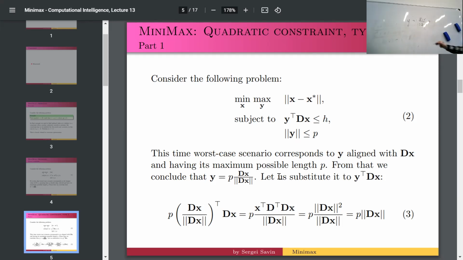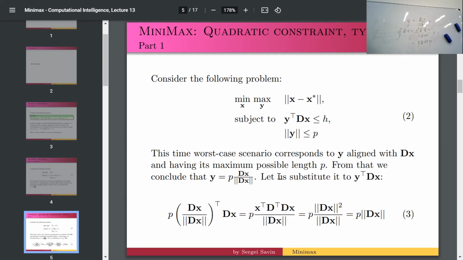Now let us substitute back here dx, right? That is the same as x transpose d transpose dx, times p. And notice this is again a norm squared. This is again nothing else but the product of the vectors itself. So what you get here is norm dx times p. And that is what we get, you see it in the slide, expression 3.